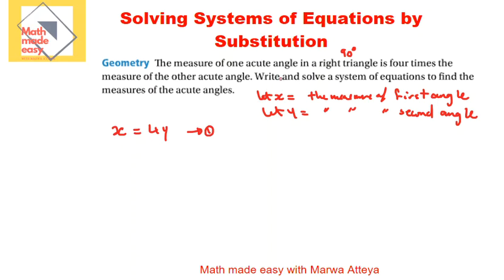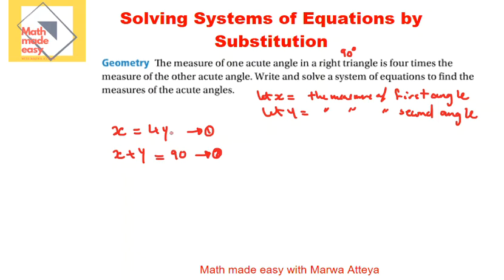Now where do I get the second equation? We know it's a right angle triangle, so one of the angles is 90. This means the sum of the other two angles has to also be 90, because any triangle has an angle sum of 180. We take away that 90, then we can say that the sum of both acute angles is equal to 90 degrees. And this here is your second equation.